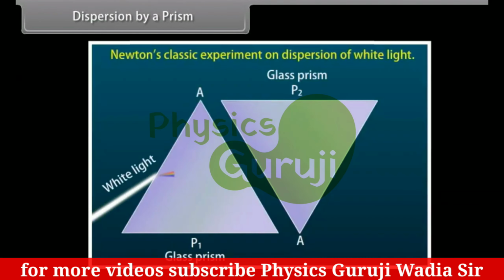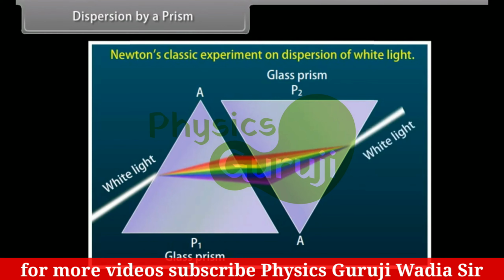Newton's classic experiment on dispersion of white light. In the experiment performed by Sir Isaac Newton, he put another prism, P2, in front of prism P1, but inverted in position. The emergent beam from prism P1 falls on prism P2, and the emergent beam from prism P2 is white light.